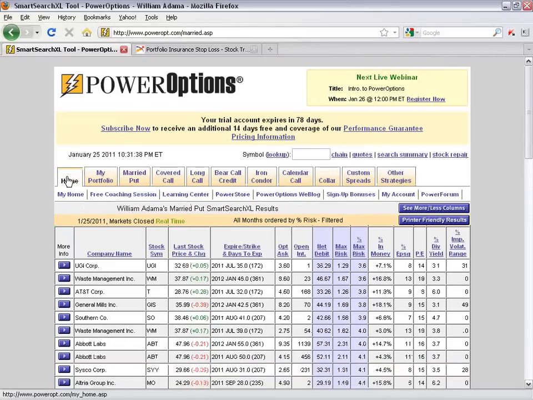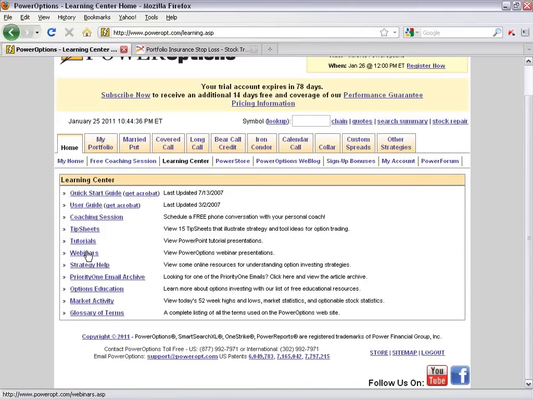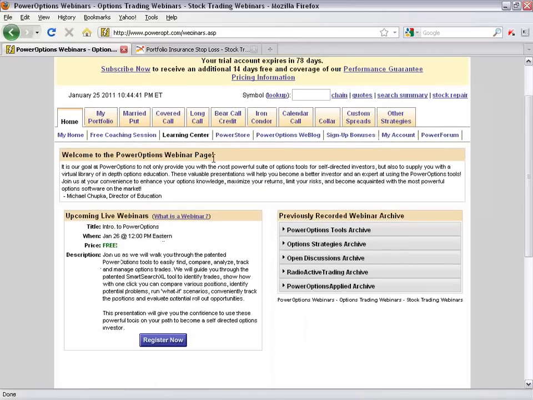All of the archived webinars on Power Options, if you go to the main home tab and click on Learning Center, you'll then be able to navigate to the webinars from the Learning Center menu. You can also just access it, look at the top here, the URL. The main link for the public webinar archive page is powerop.com/webinars.asp. And I'm just going to send a quick link to everyone there. There we go.